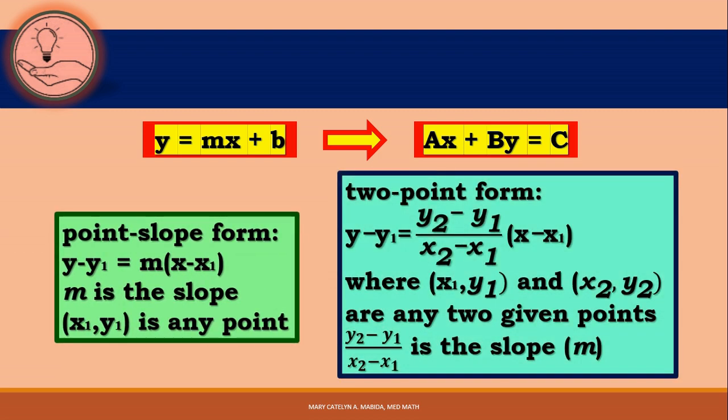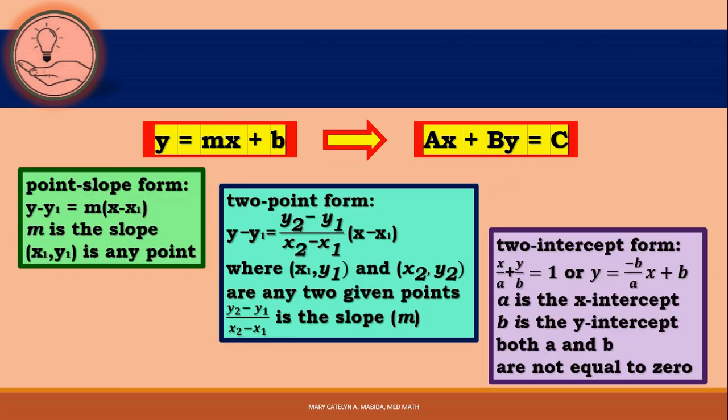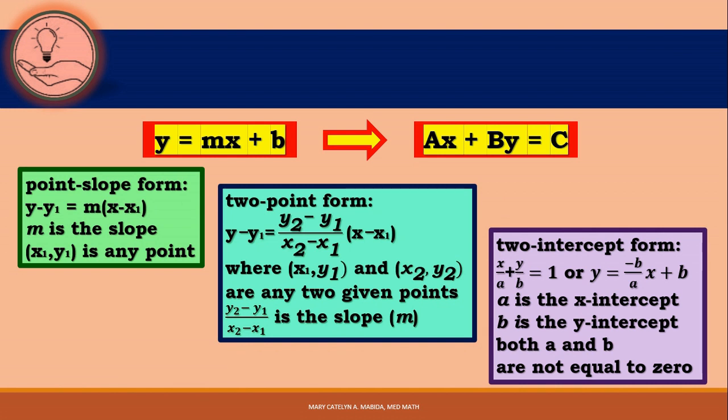The two-point form can be written as y minus y sub 1 is equal to y sub 2 minus y sub 1 over x sub 2 minus x sub 1 times the quantity of x minus x sub 1, where x sub 1, y sub 1 and x sub 2, y sub 2 are any given points. And y sub 2 minus y sub 1 over x sub 2 minus x sub 1 is the slope, or the m. Use the two-intercept form x over a plus y over b is equal to 1, or y is equal to negative b over a x plus b, where a is the x-intercept and b is the y-intercept, and both a and b are not equal to 0, in finding the equation of a line given the intercepts.